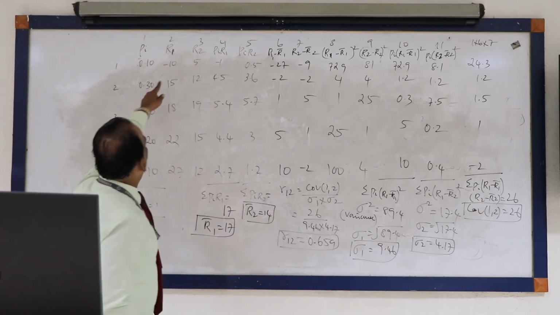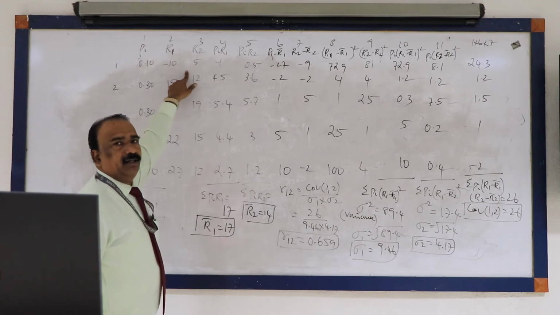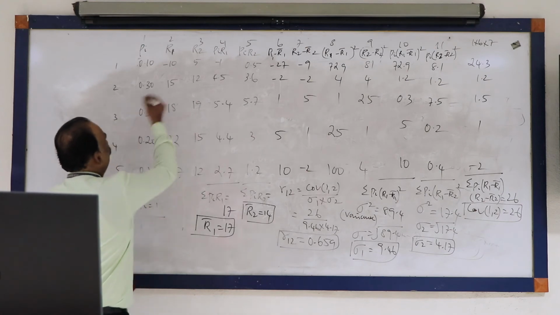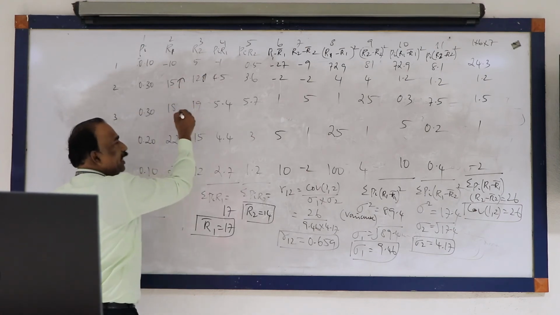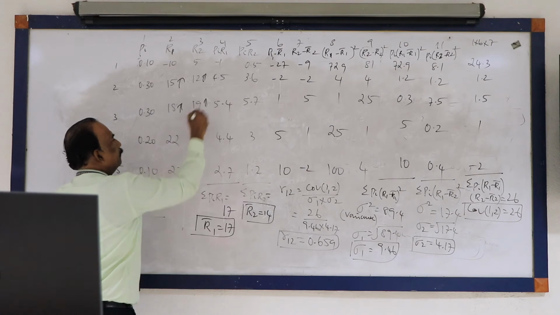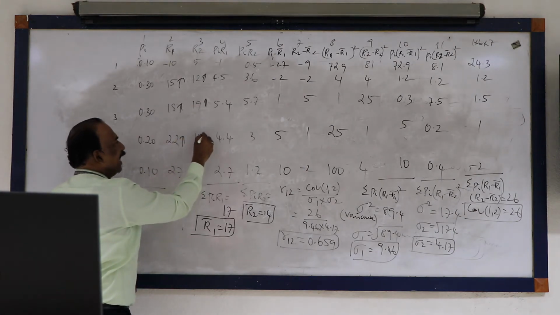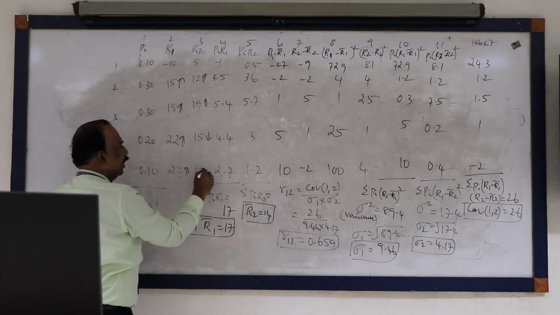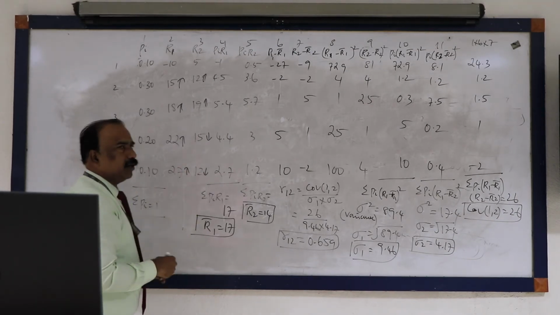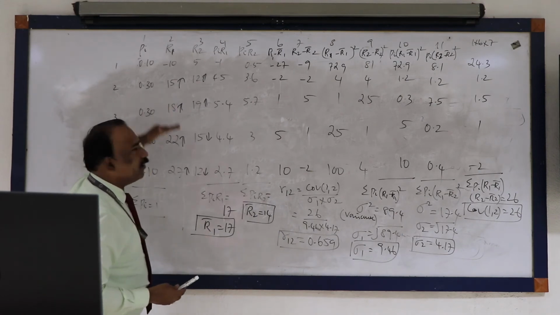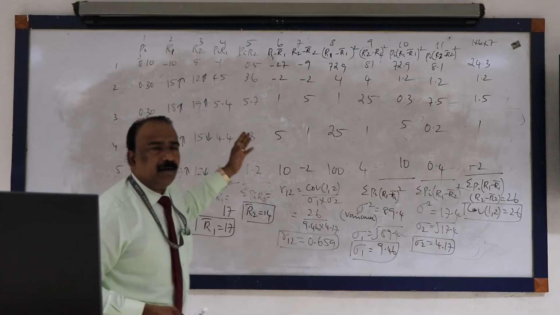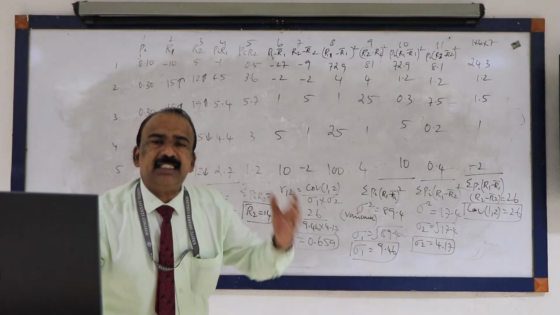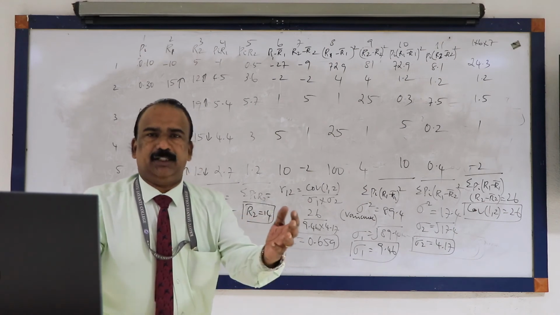Look at this. Look at the first stock return, minus 10 and 5. Look at the second situation, increasing, both stocks increasing. And again here, 18, 19 increasing. Again 22, 15, here slightly decreasing. So, more or less, out of five states of nature, the stocks are moving in the same direction. That's why it is given 26. So if it is positive, both the stocks are moving in the same direction.